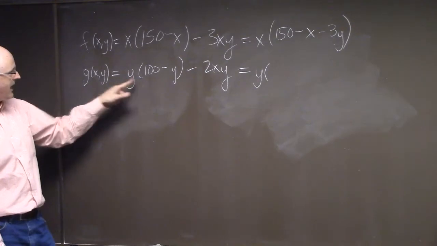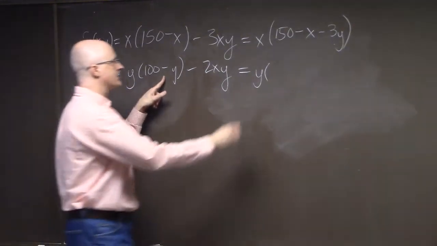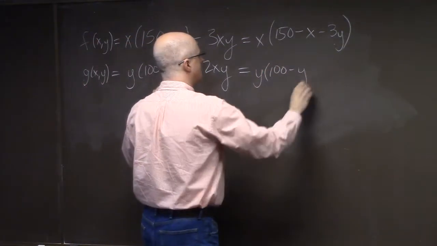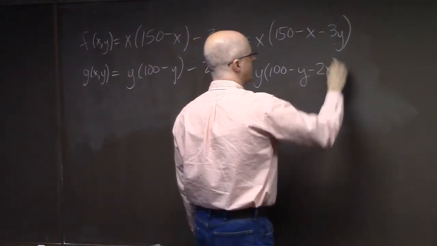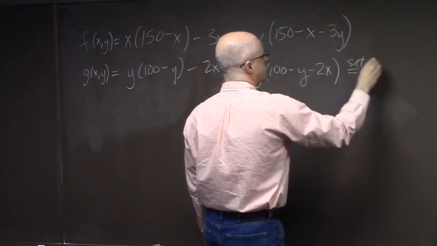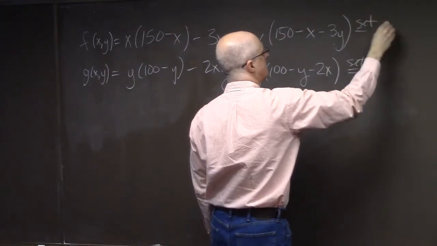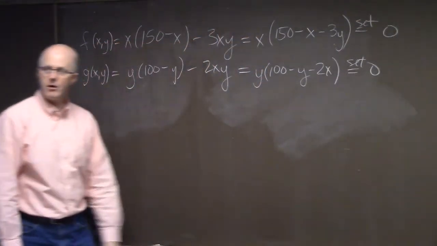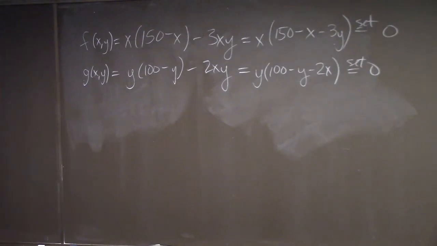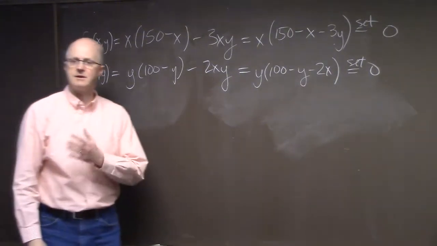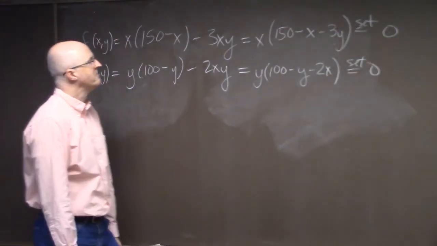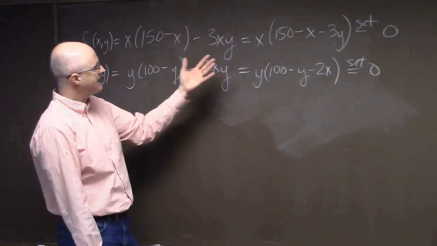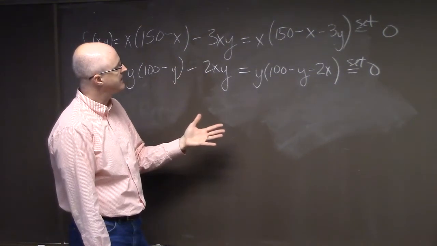Then this one, factor out a y there, you're left with 100 minus y, but also a minus 2x. If you set these equal to 0 and solve for the solutions of that system of algebraic equations, those are going to be the equilibrium points of the system of differential equations. Okay, so how do you think about solving a nonlinear system like this?